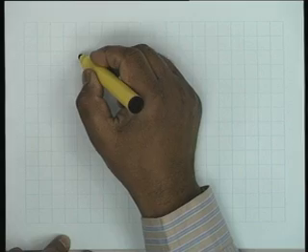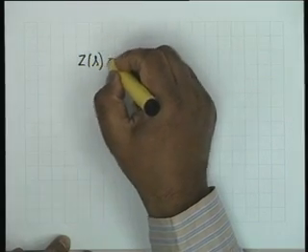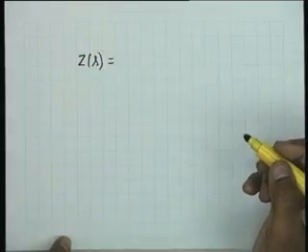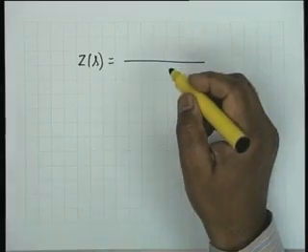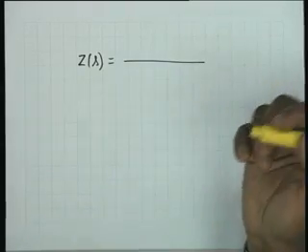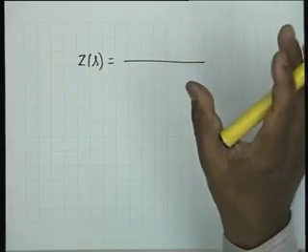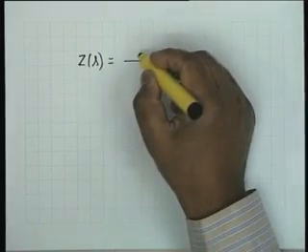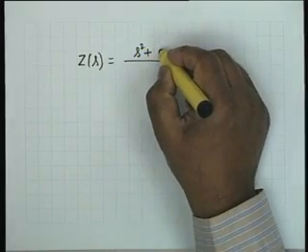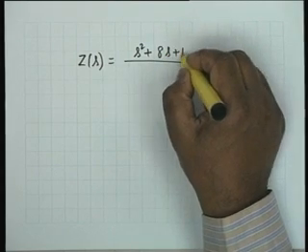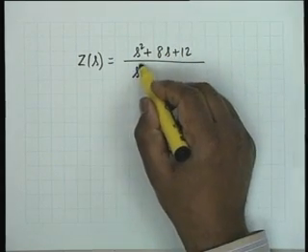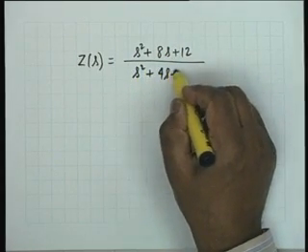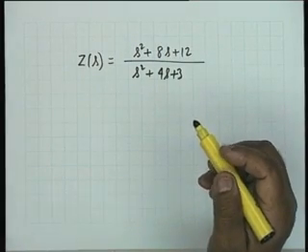Let us look at Cauer 1 now. For Cauer 1, we have to take the impedance function. Because it is RC, we have to take the impedance function and write it as a rational function, not in terms of the factors, but in terms of a polynomial. And I get S squared plus 8S plus 12 over S squared plus 4S plus 3. Is that okay?